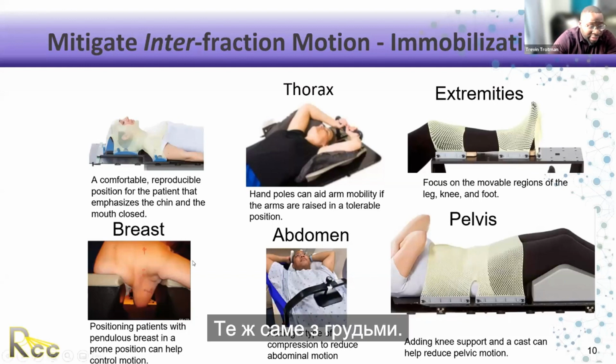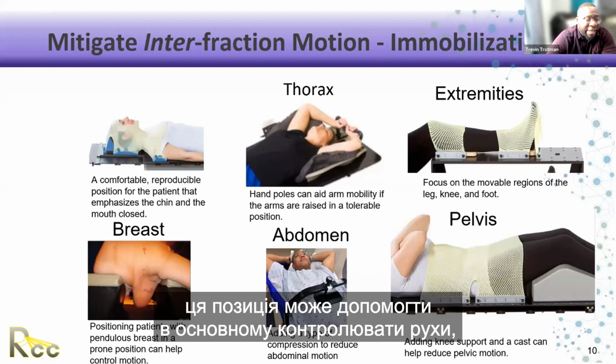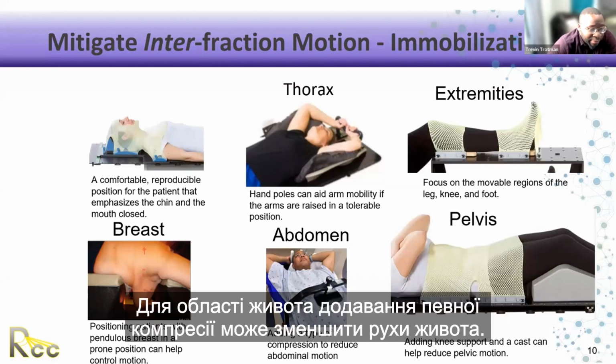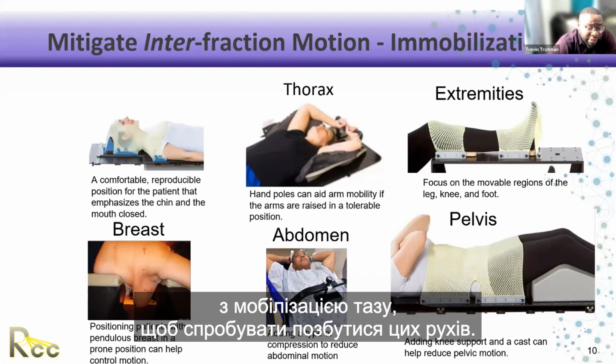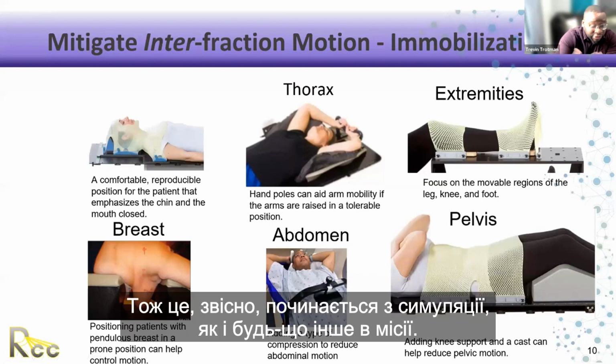Same thing with breasts. We can see in the prone position, patients with pendulous breast. This position can help basically control motion when they're laying in this position. For the abdominal area, adding some sort of compression can reduce that abdominal motion. And also in the pelvis area, you add a knee cushion along with that pelvis immobilization to try to get rid of that movement as well. So immobilization is very important. This actually starts from simulation, of course, like anything else.